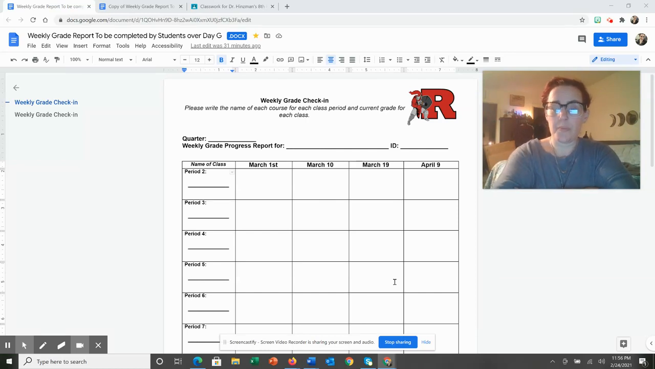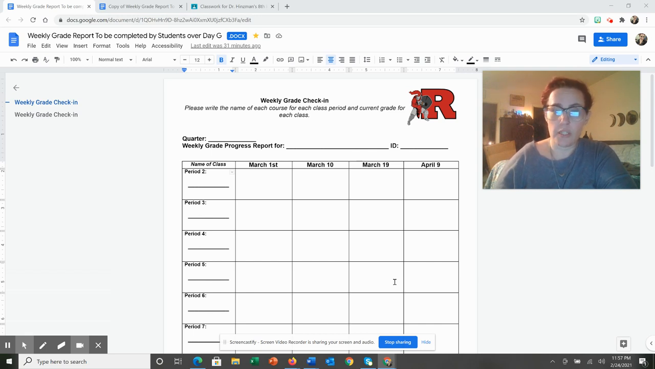Hello. So today you are getting a grade check-in sheet, and I'd like to explain how you're going to use it, because this is something that administration would like you to use each day G for the remainder of the school year. So I'm going to walk you through the process of how you're going to use it from this point forward.